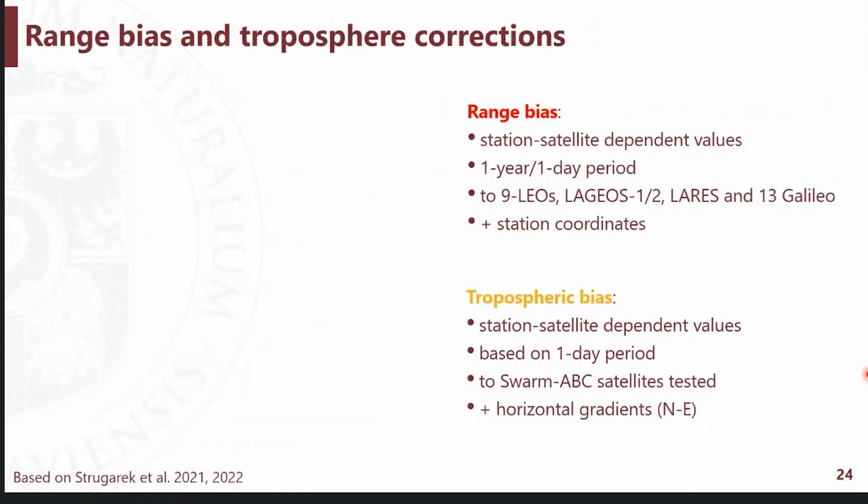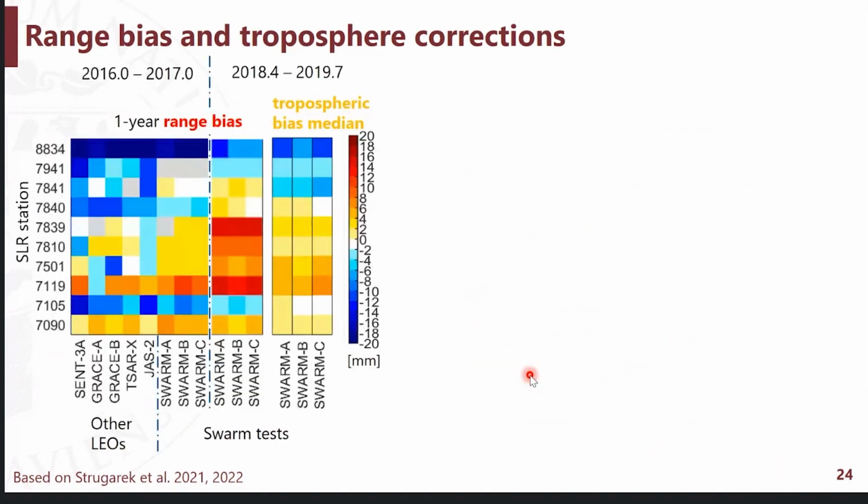I have calculated the range biases as station satellite corrections based on a 1 year, 1 day period, and I used SLR measurements to 9 LEO satellites, LAGEOS satellites, LARES, and the Galileo constellation. In terms of tropospheric biases, also station satellite dependent values based on the 1 day track period to Swarm A, B, C satellites. The figure shows an example of 2 types of corrections, range biases and tropospheric bias median.